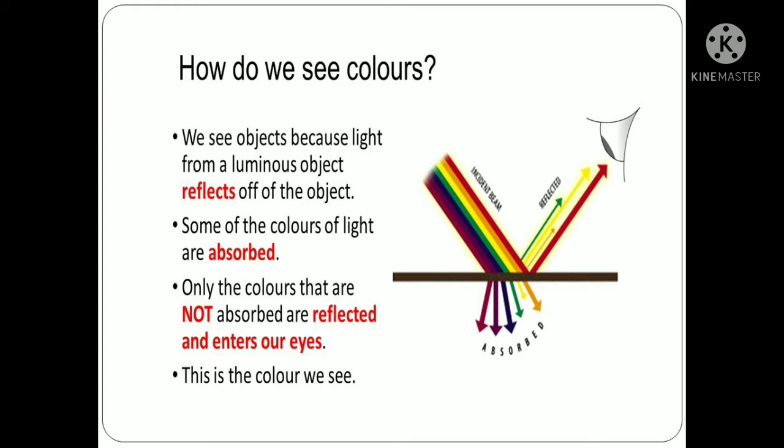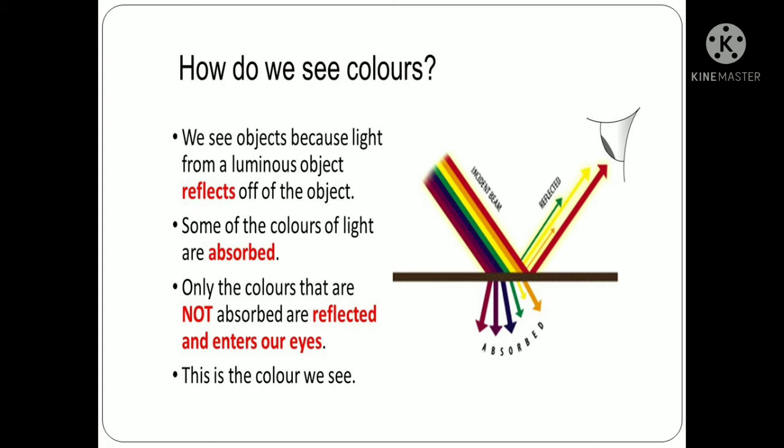As an example, take an apple. The surface of a red apple will absorb all the light rays except those corresponding to red, and so it will reflect back the red light and we will see red. That is the example of the apple.